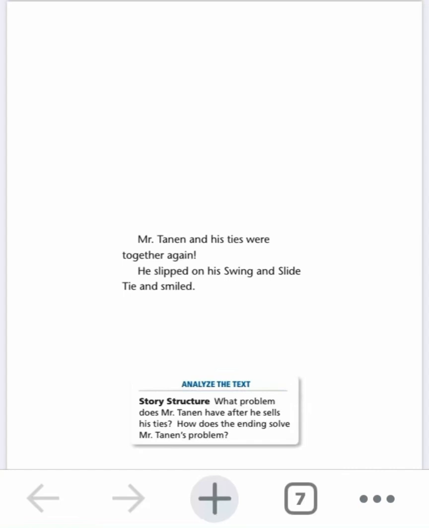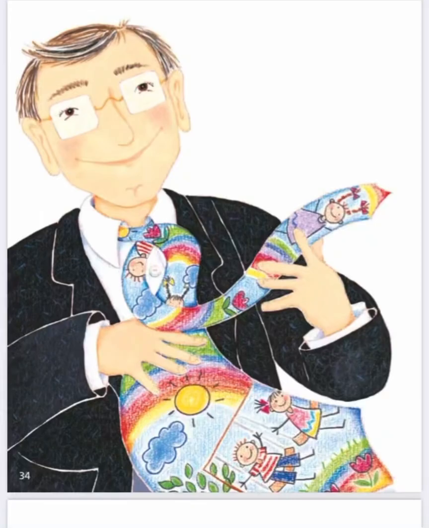Analyze the text. Story structure. What problem does Mr. Tennant have after he sells his ties? How does the ending solve Mr. Tennant's problem?